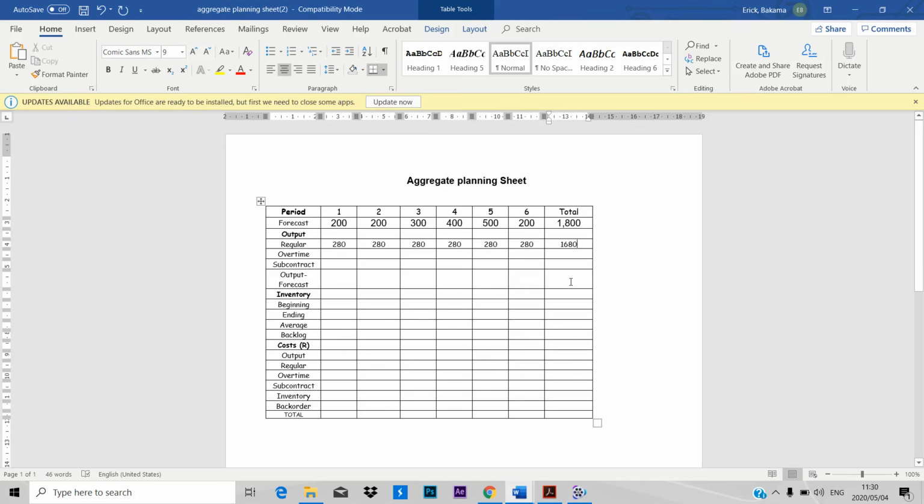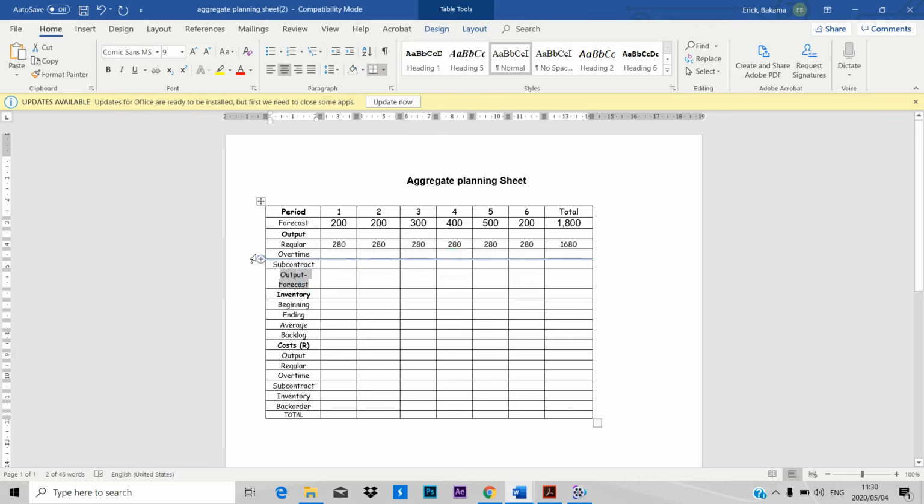You find out now that the regular output and the forecast are not the same. The total of the forecast is 1,800, but the regular output is 1,680. It means that we forecasted to produce 1,800, but we only produce 1,680. That's why we need overtime, so that it helps us get these values to match. So where do we get the overtime? For you to know in which period you will add the overtime, you need to look at the difference between the output and the forecast.